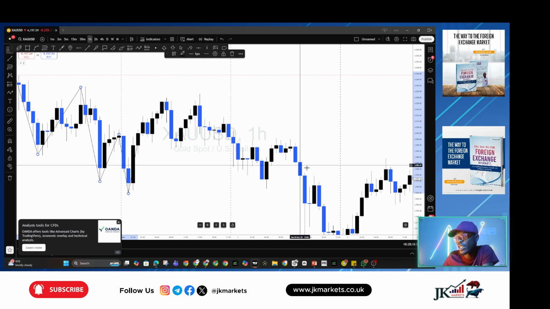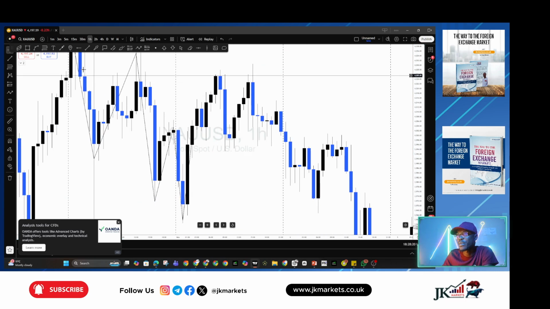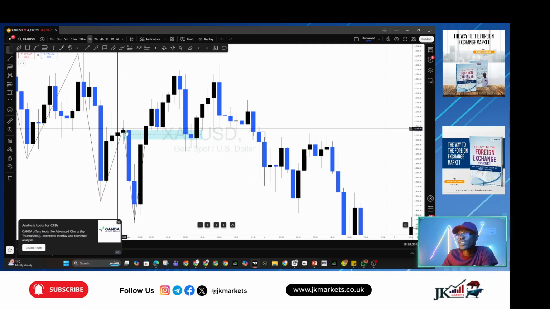Because it has failed, it's now what? A breakout block. Let me mark it clearly. So this order block here, this candle here, has failed, now has become what? A breakout block, which is similar to a support. This candle broke through this order block, it has become a breakout block, a support. The pair moves to the support and then pushed up.